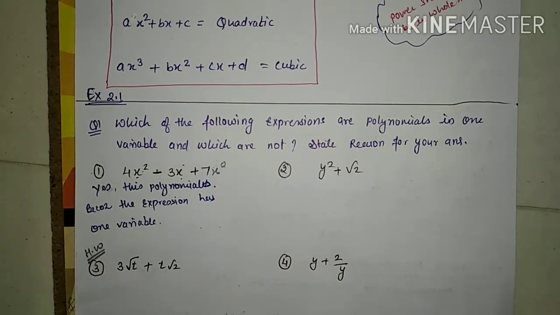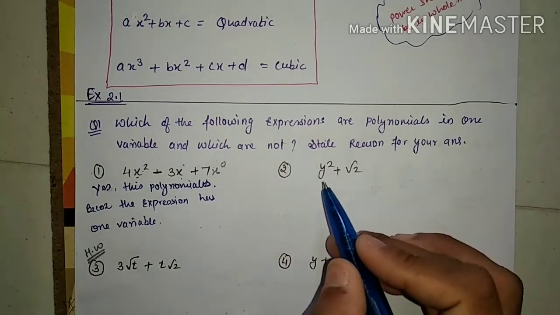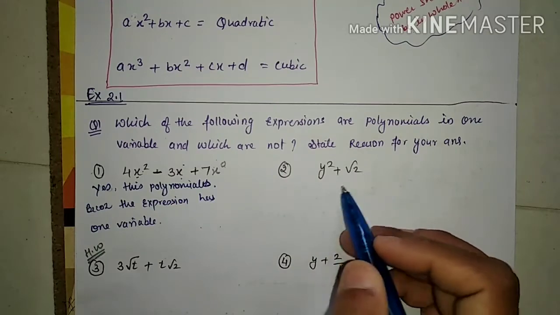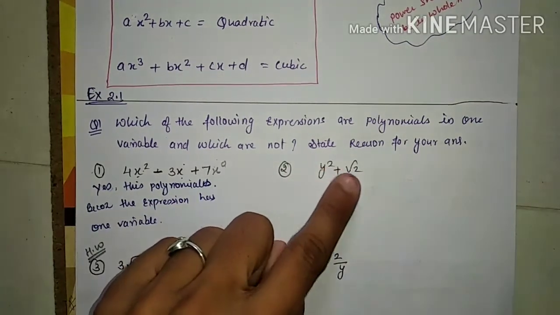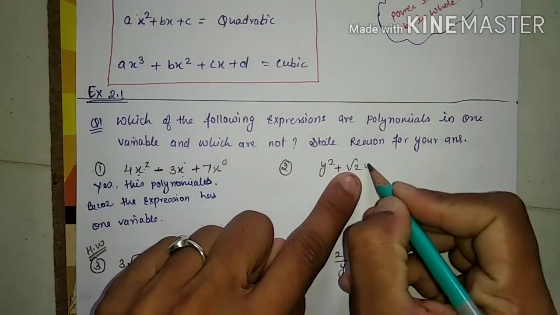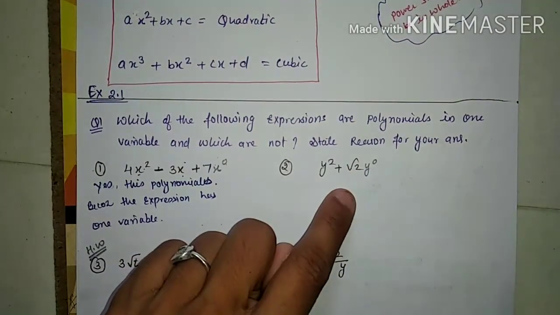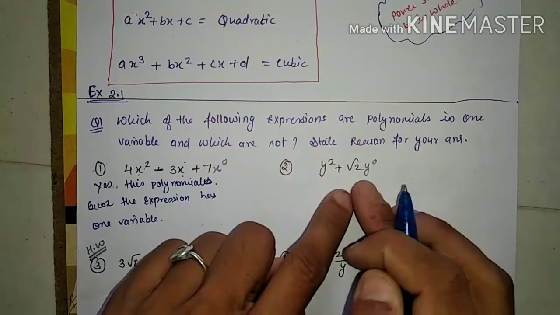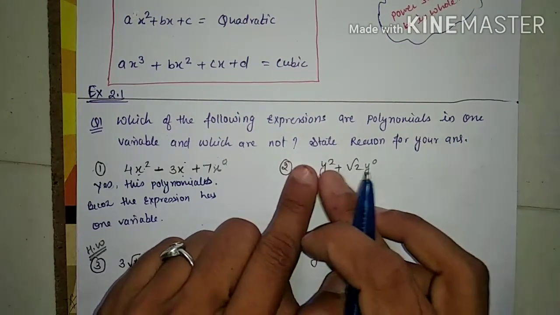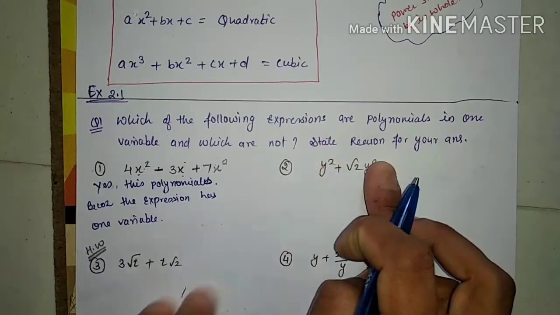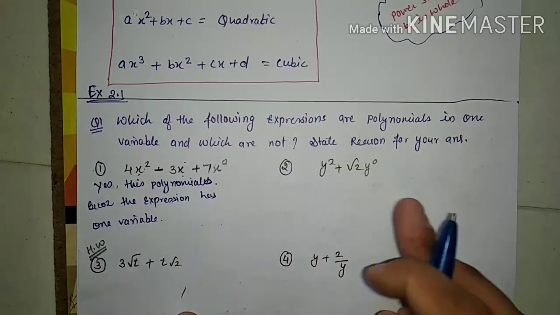Okay, now just see. Second question. y square plus root 2. Just an assumption is there. Here is y square plus, and again put here as an assumption that y has a power of 0. There is nothing you have to consider. Now check the variable's power. Here y's power is 2. Here y's power is 0. And both the numbers are whole numbers. So I can say that this expression is a polynomial.